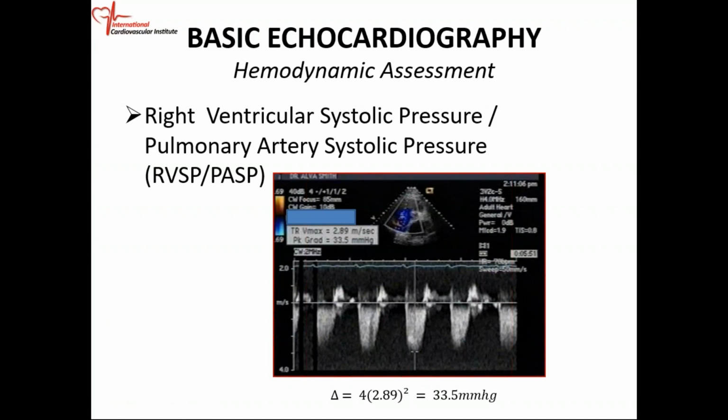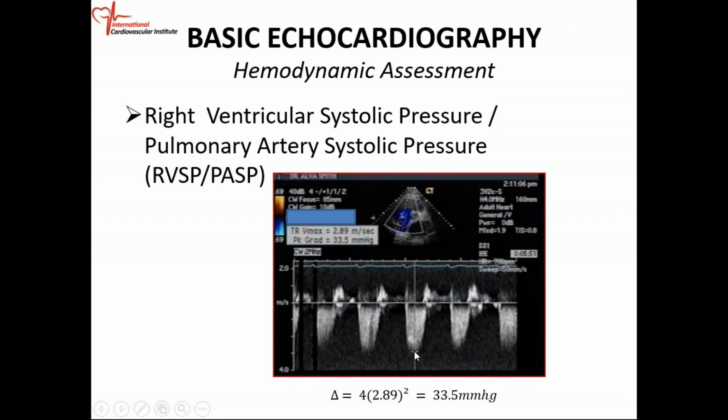Okay, so when you have a velocity which is greater than 1.5 or 2 meters per second, you cannot use pulse wave Doppler, so you use continuous wave Doppler. Okay, so you get the gradient: you square the velocity, multiply it by 4, and you get the gradient. The computer did it for you, but you have to know what the computer is doing. Okay, it squared the velocity, which is 2.89, and it multiplies by 4.